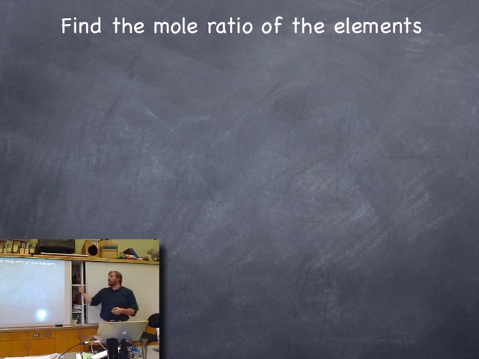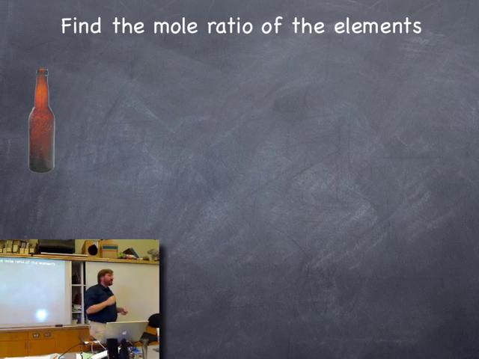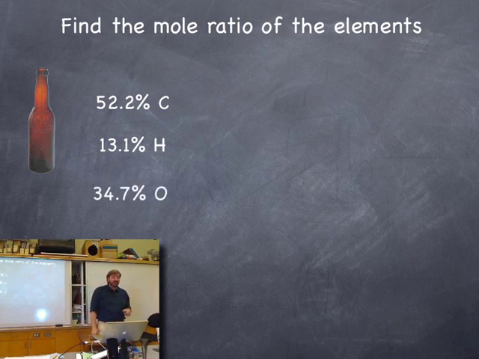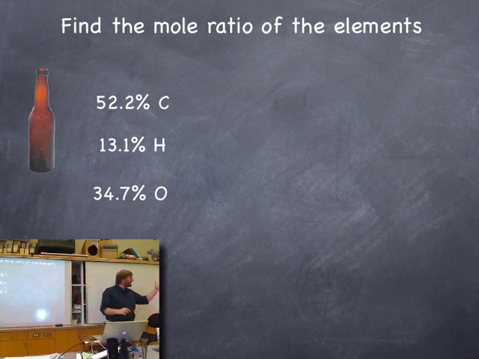If we go back to the sample of stuff that Jimmy found, we know the percent composition: 52.2% carbon, 13.1% hydrogen, and 34.7% oxygen. That was the composition by mass. Jimmy went in the lab and figured this out. What we want to do is convert that into a number of moles and then figure out the ratio between all those different moles.